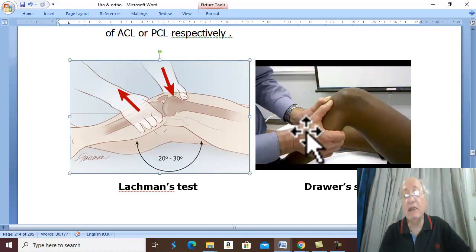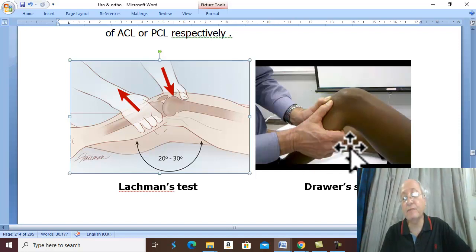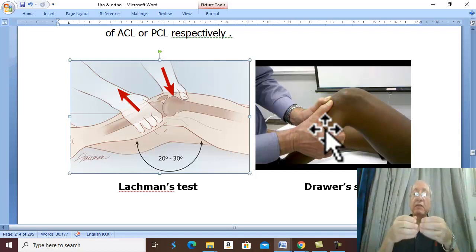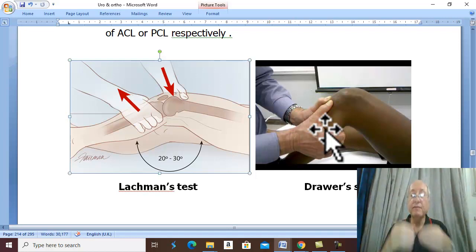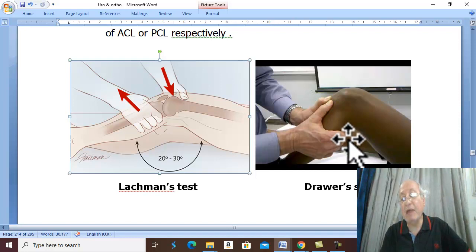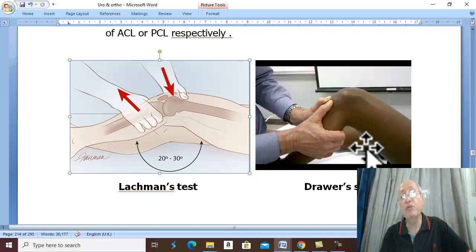On the same principle, there is the drawer sign. For the drawer sign, put the thigh and leg in 90 degree flexion. Hold the upper part of the tibia and try to pull the tibia forward. Any sliding of the tibia forward means rupture of the anterior cruciate. Then try to push the tibia backward. If you can push the tibia backward, this means rupture of the posterior cruciate.